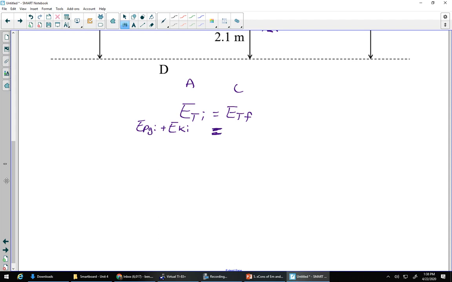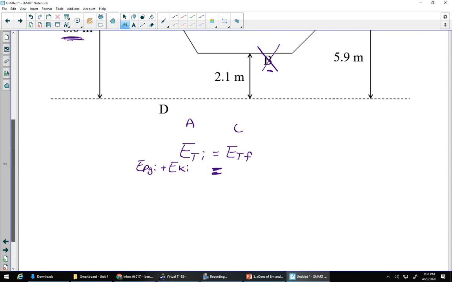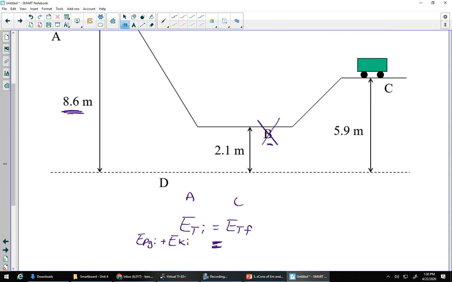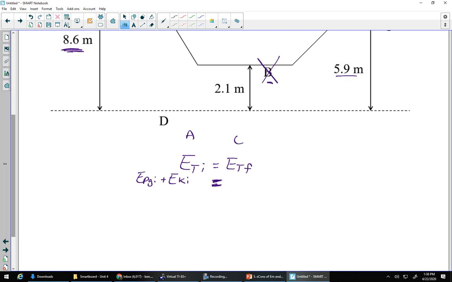Cool. What about on the other side, on the right hand or the final side of my equal sign? Again, we're skipping over the middle. So at part C, I've obviously got a height. It's a different height, so I'm going to have a different amount of gravitational potential energy.